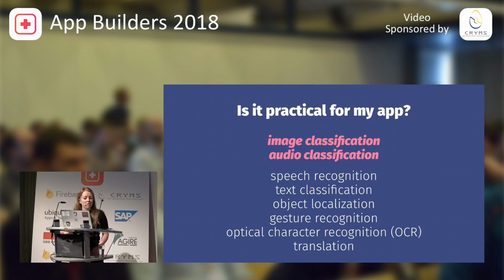So is it practical for your app? These are just some examples of tasks that would be more suitable for using machine learning. Image classification is the most popular one, but let's try to move beyond that. Audio classification is also very relevant for ML. Speech recognition, text classification, object localization, gesture recognition, optical character recognition, and translations.